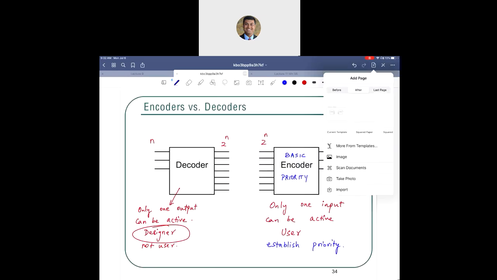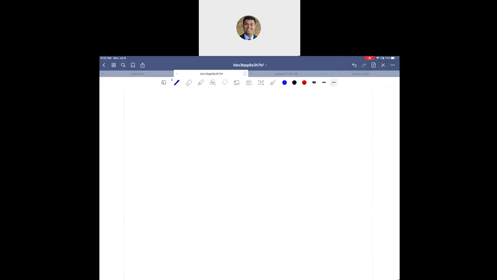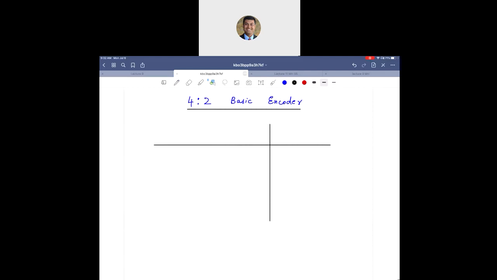Here, before we actually go here, I want to take it slow. Talk about 4 to 2 basic encoder. So let's do that. All right. So here I'm going to talk about 4 to 2 basic encoder. I'm going to have 4 inputs. Let me call them input 3, input 2, input 1, input 0, 4 inputs. And I've got 2 outputs, y1 and y0. So the numbering is going to indicate most significant input is i3, most significant output is y1.